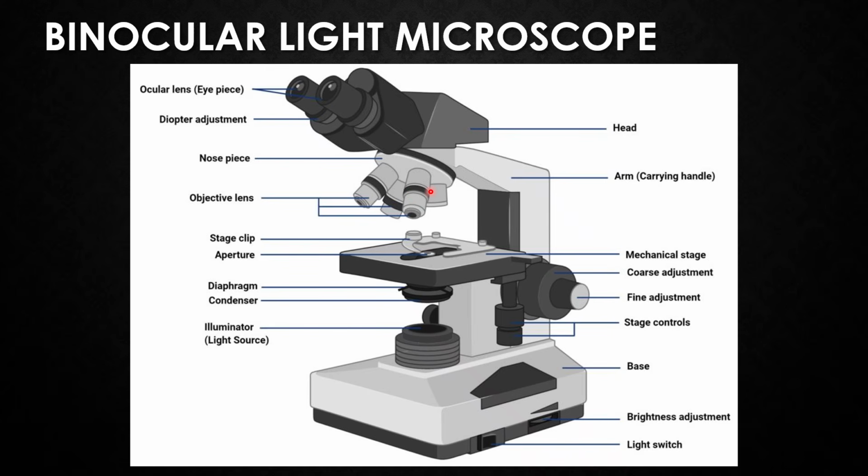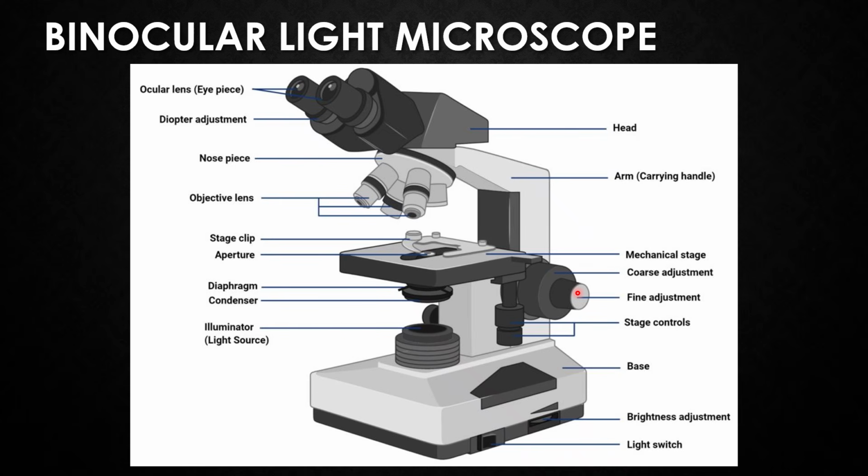And the next is the nose piece. The portion of the body that holds the objective lens is called the nose piece. And here two types of adjustment are present. One is the coarse adjustment. This is the coarse adjustment, and this is the fine adjustment. The larger knob is the coarse adjustment, and this is the fine adjustment.